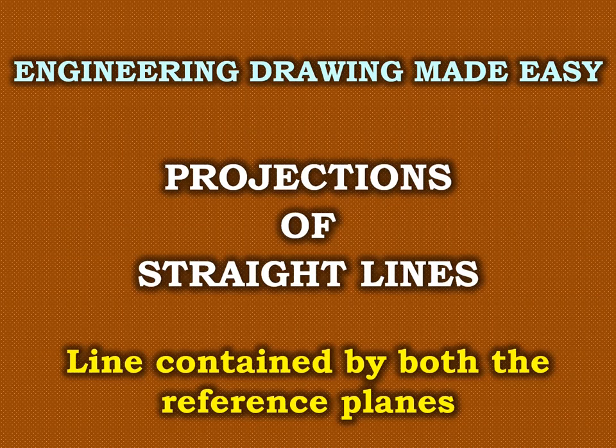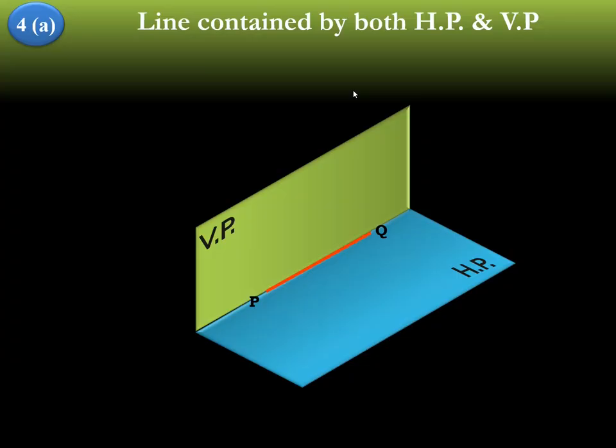Hello friends, in this video I am going to explain the projections of straight lines contained by both the reference planes. The pictorial representation of a straight line contained by both horizontal plane and vertical plane is shown here. From this diagram we can understand that the only possibility to locate the straight line capital PQ in both the reference planes is keeping the line on the XY line itself, since the XY line is common to both horizontal plane and the vertical plane.